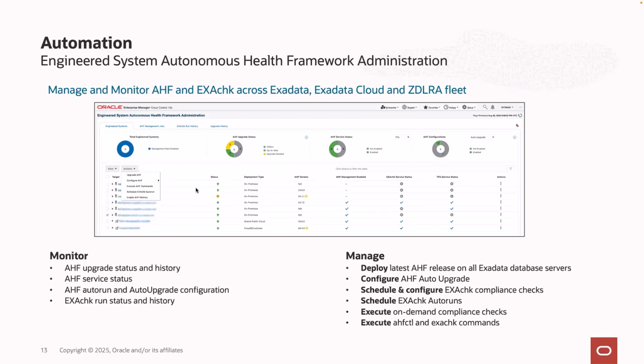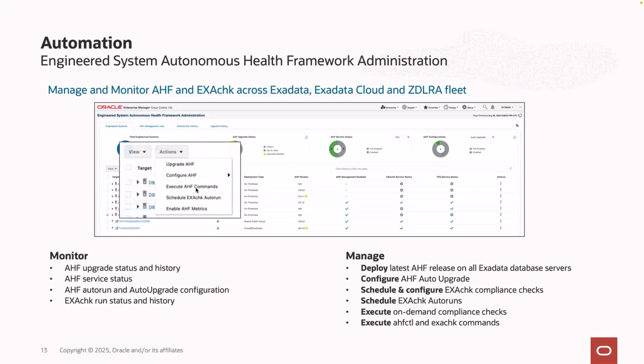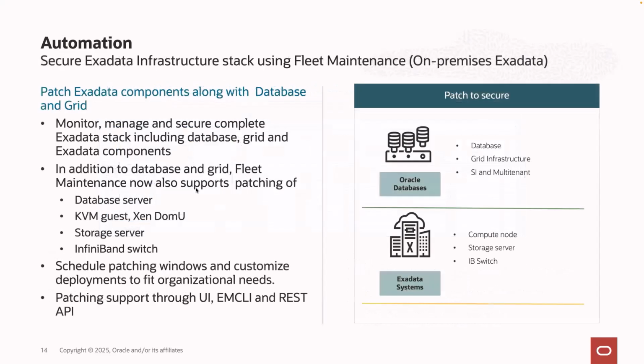And of course, we have monitoring. So we have monitoring of the upgrade history, AHF service status, every auto run and upgrades. So we get all the information and can see if there is an AHF version that needs to be upgraded and so on. And all the Exacheck run history can also be identified. So here we have the commands.